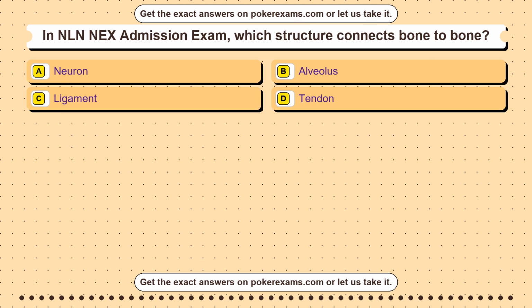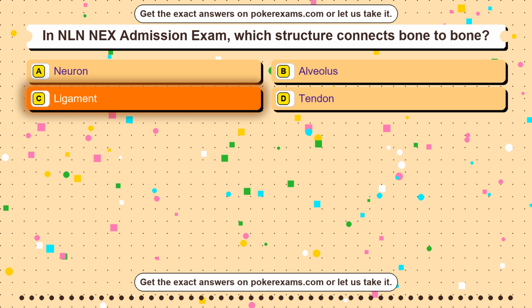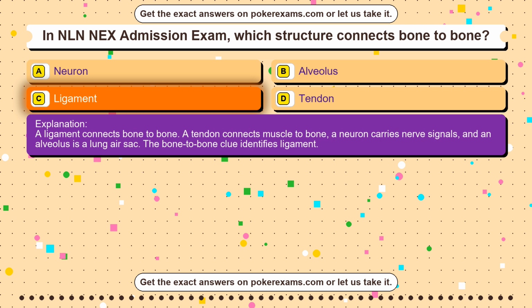Question 43. On the NLN NEX Admission Exam, which structure connects bone to bone? Option A, neuron. Option B, alveolus. Option C, ligament. Option D, tendon. The correct answer is option C, ligament. A ligament connects bone to bone.